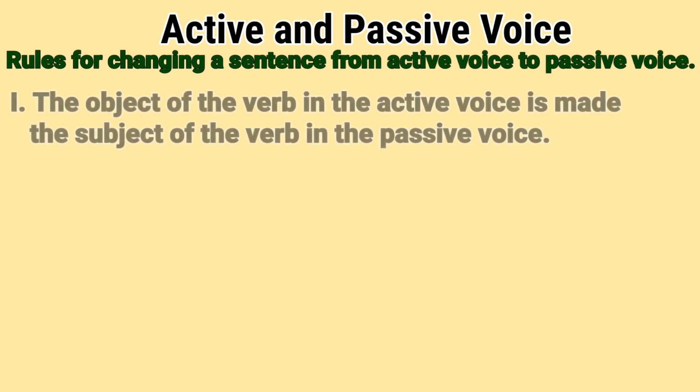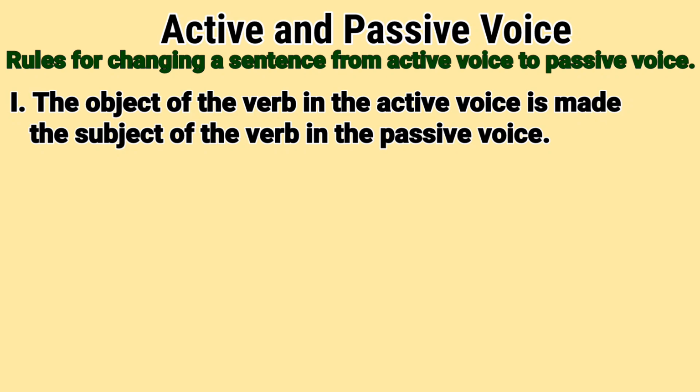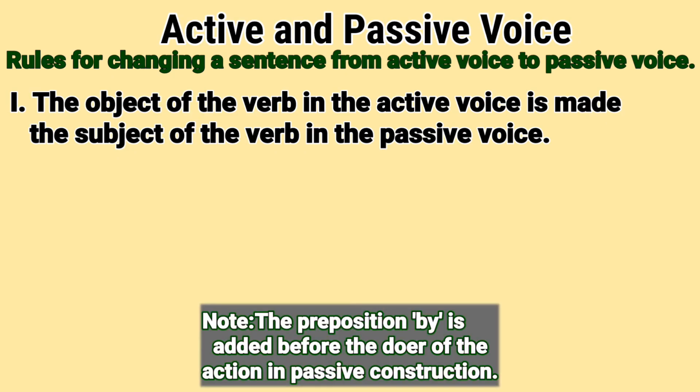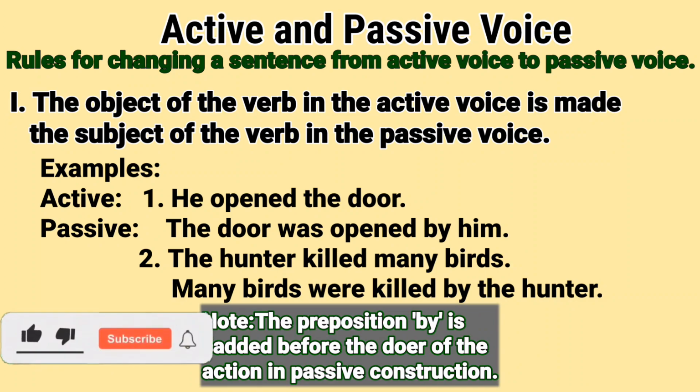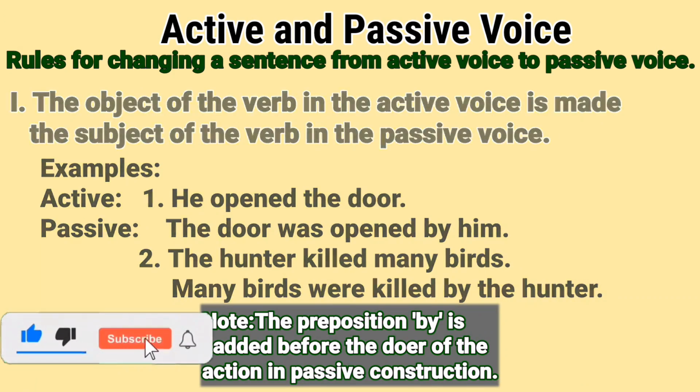The first rule: the object of the verb in the active voice is made the subject of the verb in the passive voice. Like, he opened the door. The door was opened by him. The hunter killed many birds. Many birds were killed by the hunter.